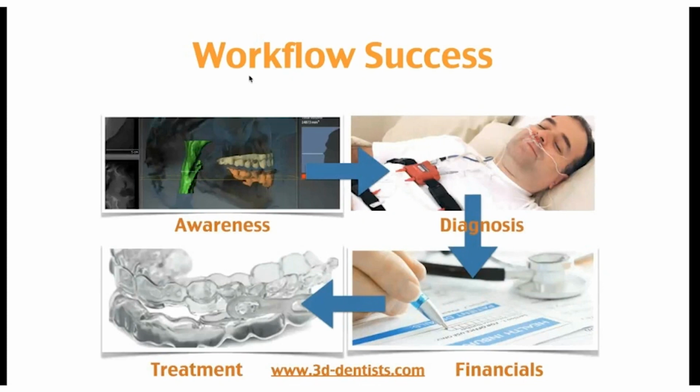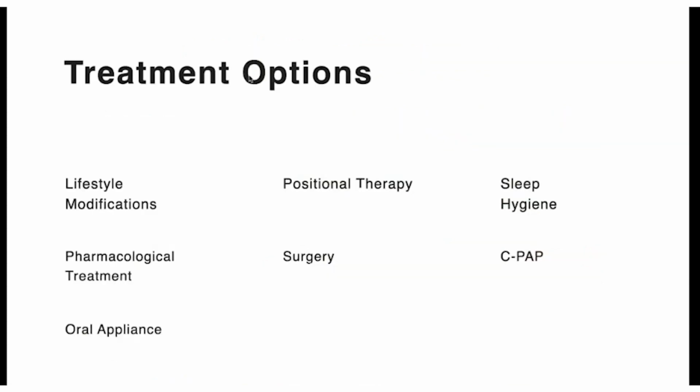And then what I'm going to do in the next 20 minutes is essentially go over the treatment options step by step. So, obviously losing weight, quitting smoking, no alcohol before bed. And then positional therapy, most people are worse on their back. And sleep hygiene is not just about clean sheets. I'm sure those help, but it's just good sleep habits.